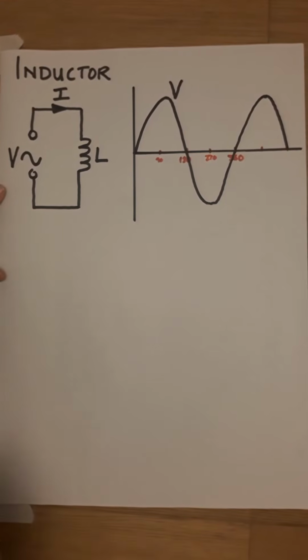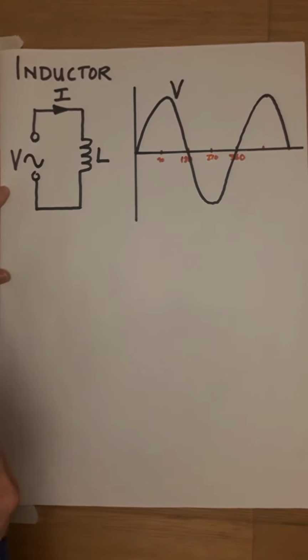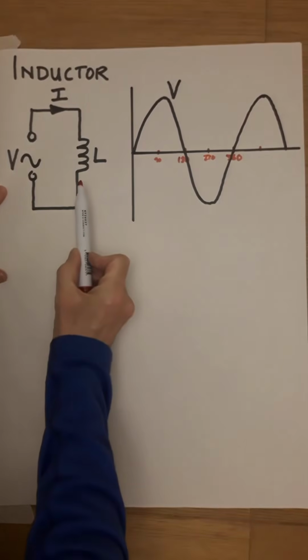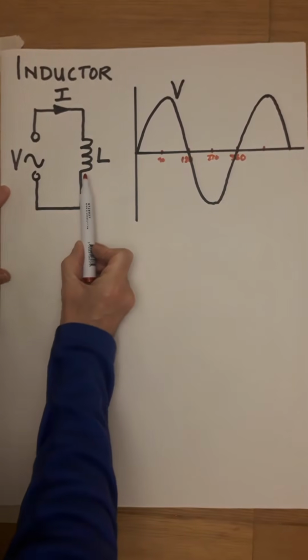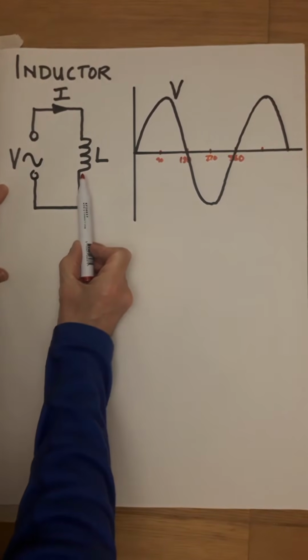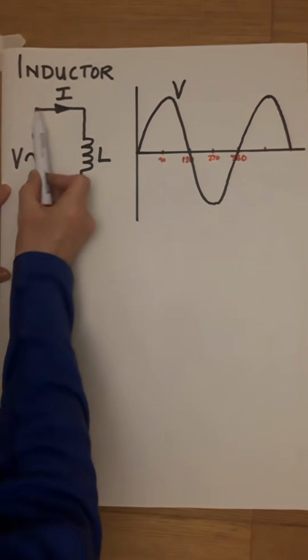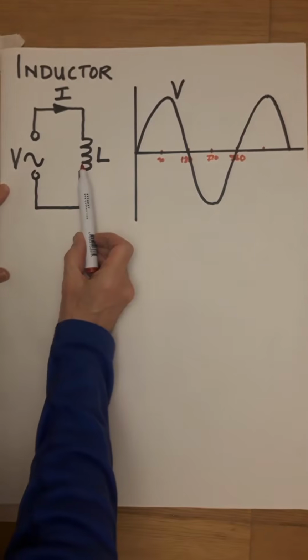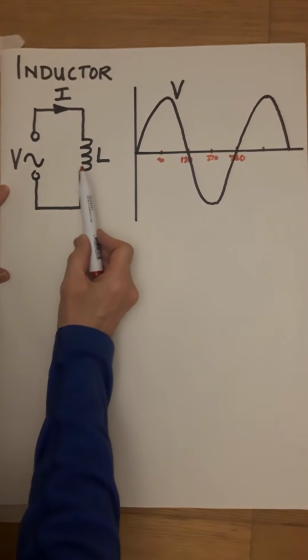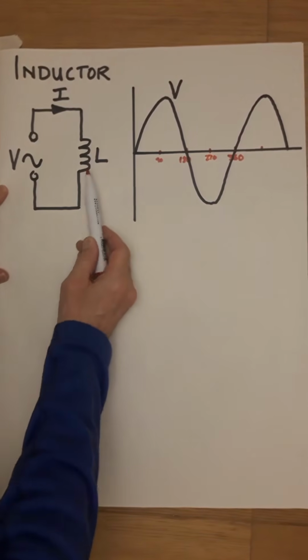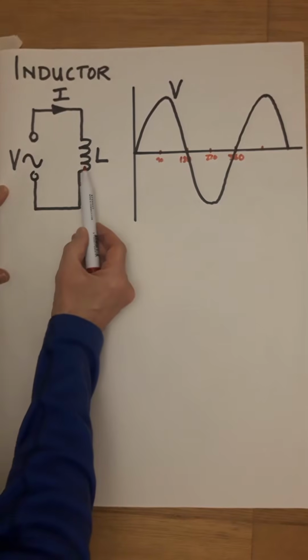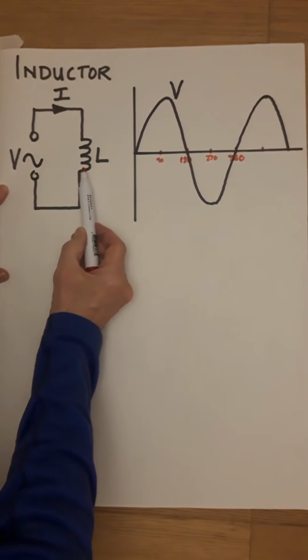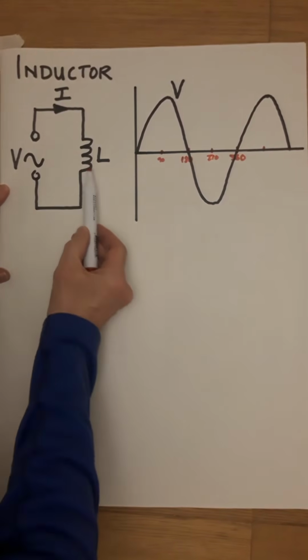So on to the inductor. The inductor on an AC supply behaves very differently to the resistor. We still have voltage, a current will flow, and the inductor will oppose the flow of current. Just to speak about that for a moment, an inductor will react against any incoming current.